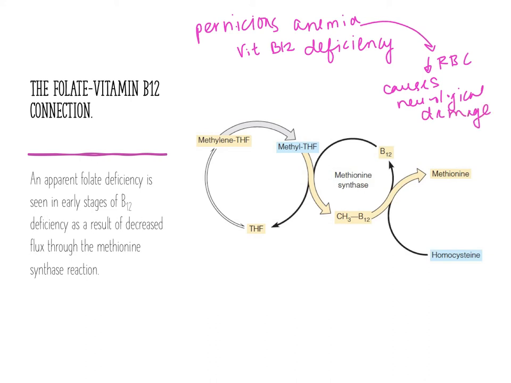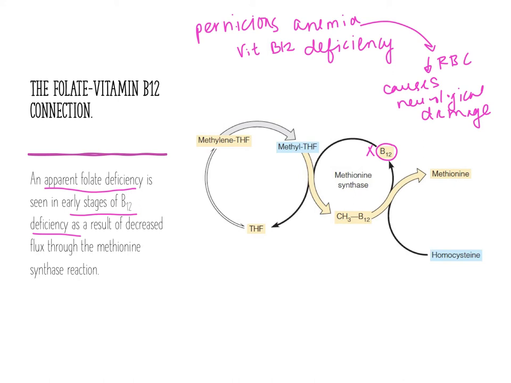And the tricky part about this is because of the connection between vitamin B12 and folate, early stages of vitamin B12 deficiency can look like a folate deficiency, which would lead you to treat the wrong disorder. Because, well, let's talk about it. So if you are deficient in vitamin B12, and again, it's a vitamin, which means you have to eat it, or for humans, the major source, who makes vitamin B12? Who on the planet?